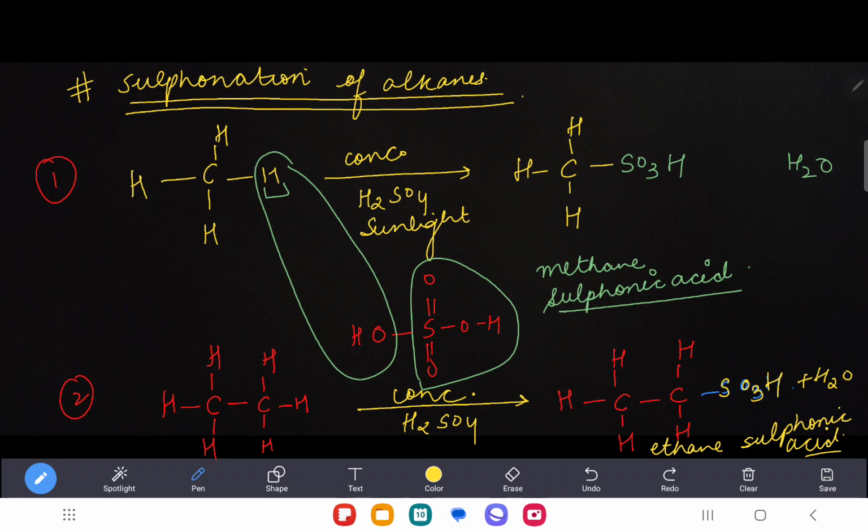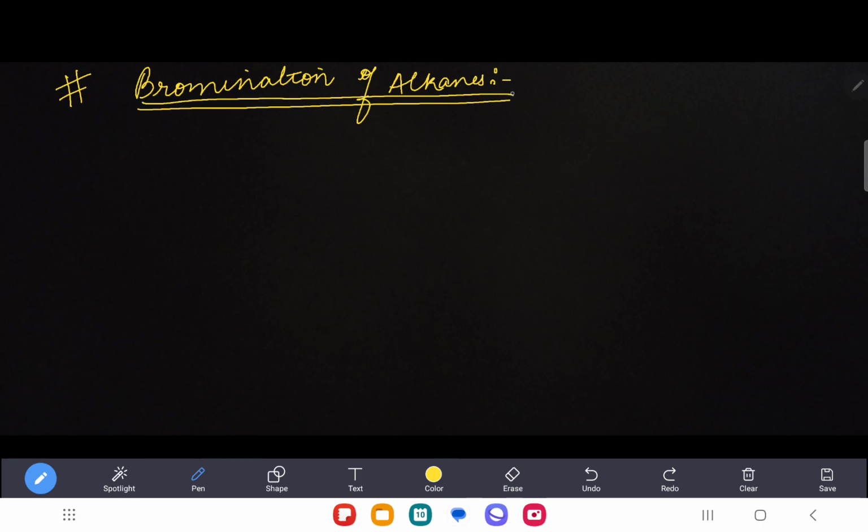Next possibility would be the bromination of alkanes. Now, what is bromination of alkanes? Very simple method. The only thing you have to remember with bromination of alkanes is that they undergo substitution. All the alkanes undergo substitution. Substitution reaction is actually a characteristic of the alkanes. I hope you're understanding what I'm saying.